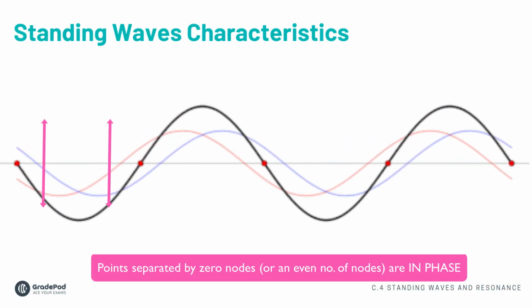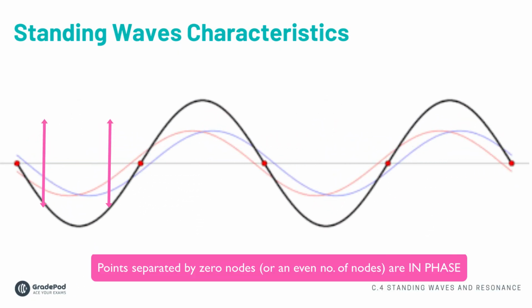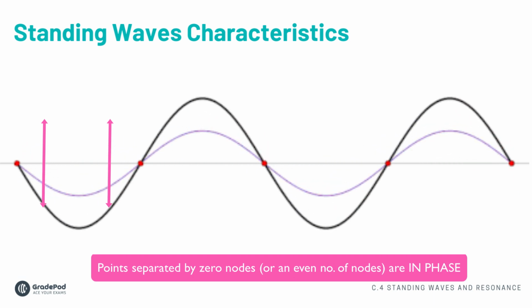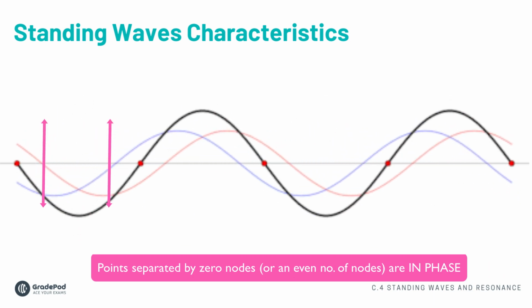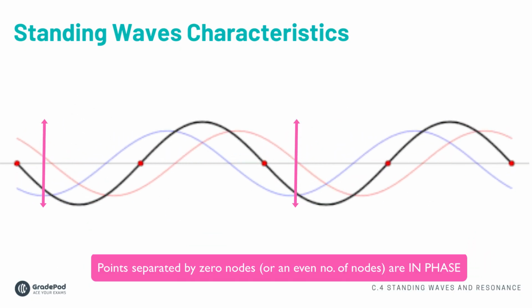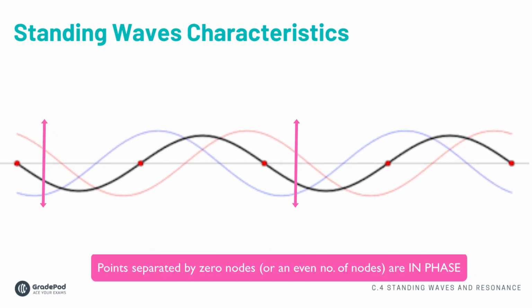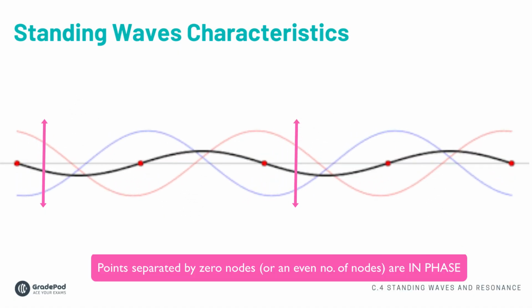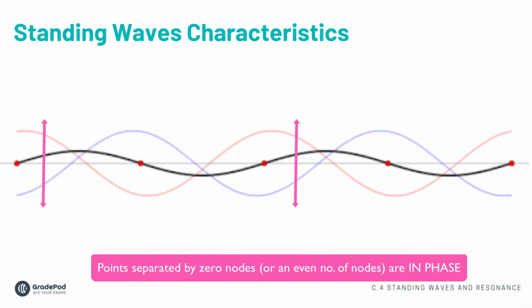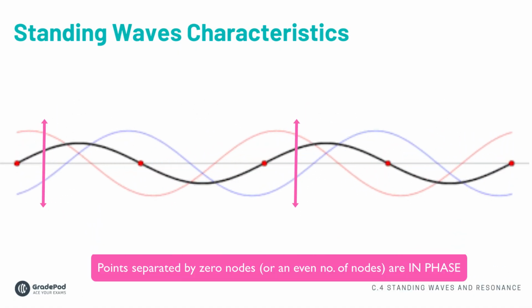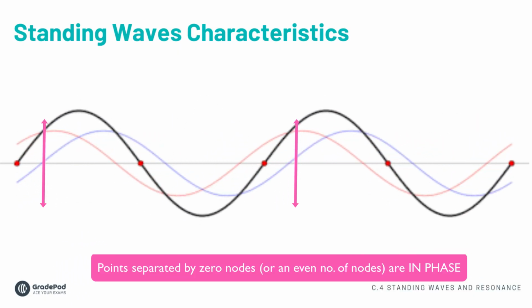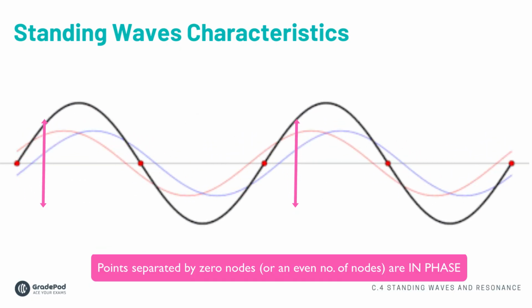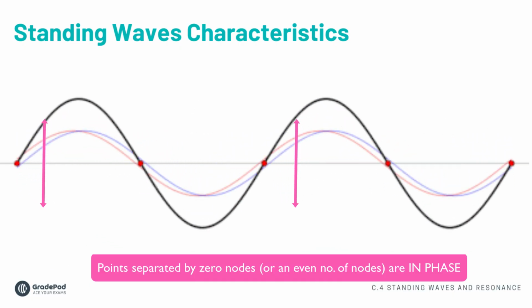The takeaway from that is that points that are separated by zero nodes in a standing wave are in phase. But we can take it even further. If we move the second particle along the standing wave formation slightly and separate the two particles with an even number of nodes, and you can see the red points are the nodes, those two particles are now separated by two nodes, which means they're an even number of nodes apart. You can see that those particles are still in phase.